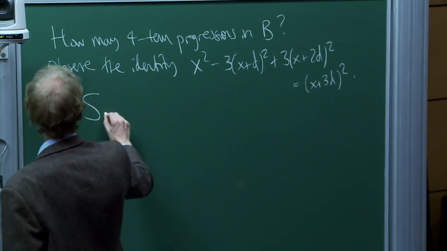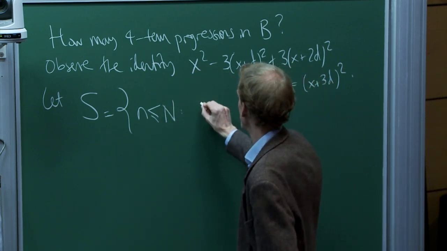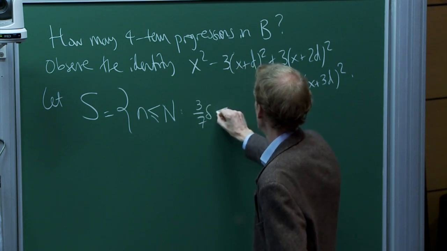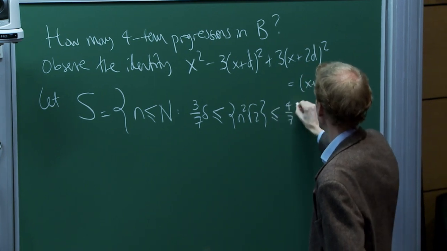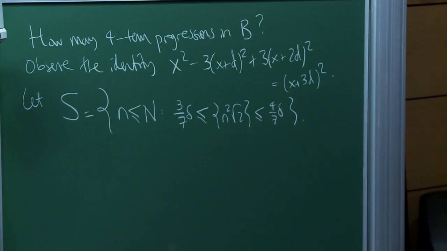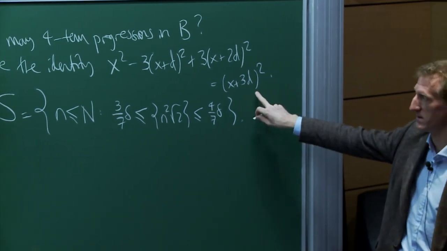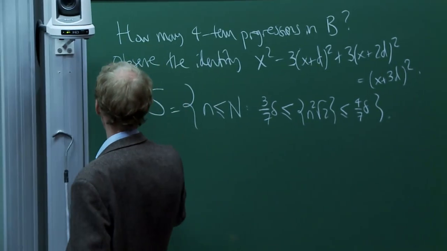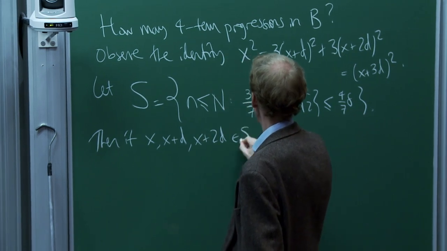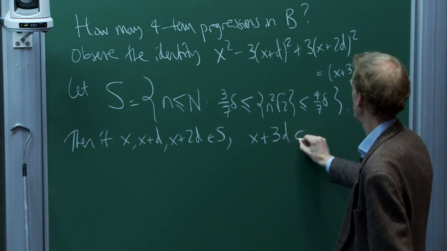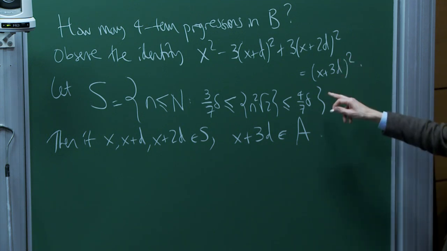And what this tells you, well, let me define S to be the following set. S is the set of all n less than or equal to N, for which 3 sevenths delta is less than or equal to the fractional part of n squared root 2, which is less than or equal to 4 sevenths delta. That relation tells you that if x plus d and x plus 2d lie in S, then automatically x plus 3d lies in A. So it follows easily from this identity and the triangle inequality.